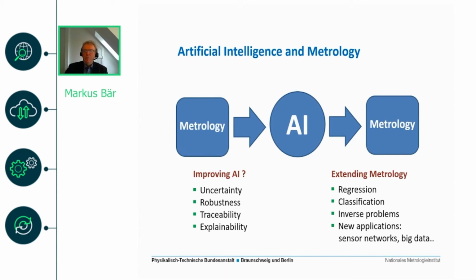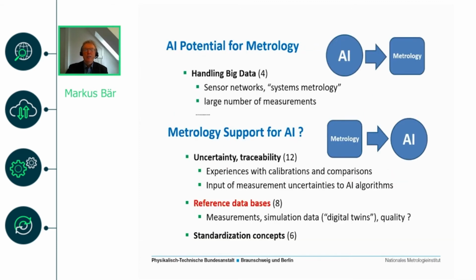On the other hand, of course, there are many computationally intensive metrology applications where artificial intelligence algorithms may be beneficial or enabling. I listed some typical tasks which are often difficult to solve, and in particular here new applications of distributed measurement systems such as sensor networks, or in general systems which produce a lot of data, are potential beneficiaries.